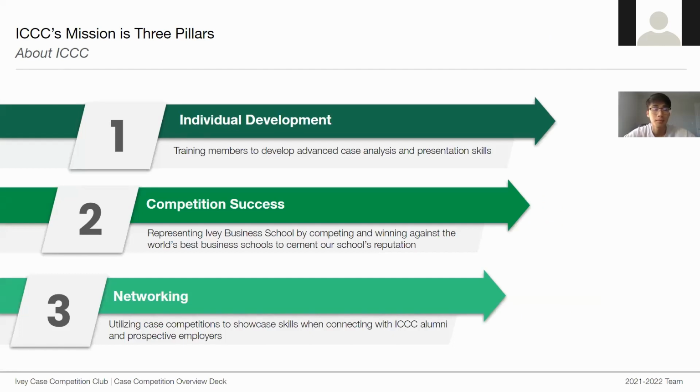Perfect. And so a little bit more about ICCC. Similarly, we have individual development. We want each of our case competitors to be well-rounded in terms of being able to synthesize case analysis, being able to be amazing presenters and really good at talking, as well as being overall well-rounded characters. Second one, as mentioned before, competition success, winning and representing Ivey. And third one, the networking, as well as the alumni database that we have.